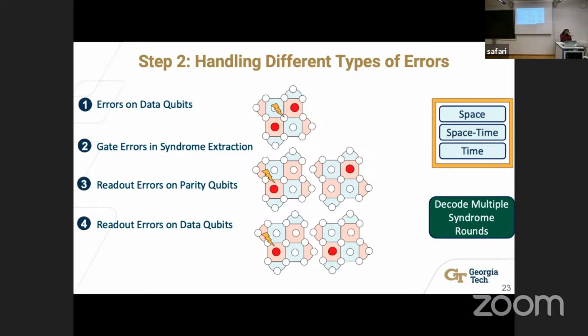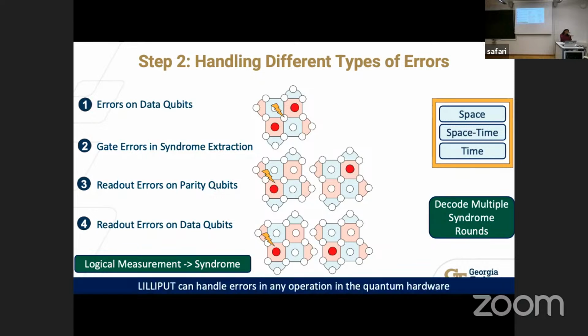So you measure your data qubits and then try to recreate a syndrome from that logical measurement, and then compare it with your last error correction cycle round to see if an error has occurred or not and correct it. But what all of this effectively implies is that LILLIPUT can handle errors in any operation in the quantum hardware. And that's what you ideally want. Any questions?